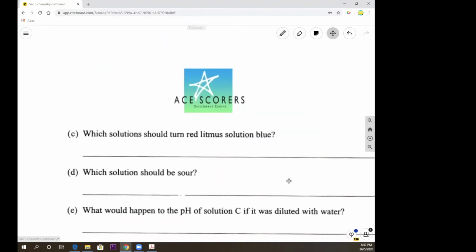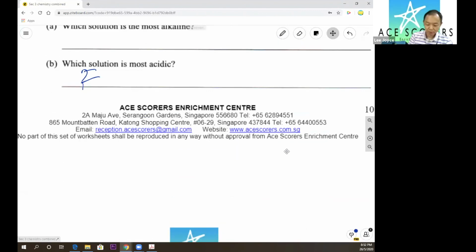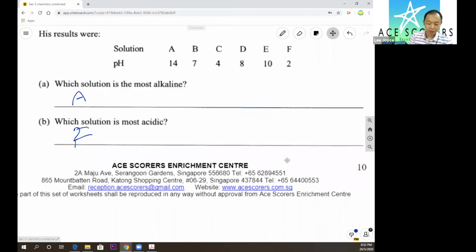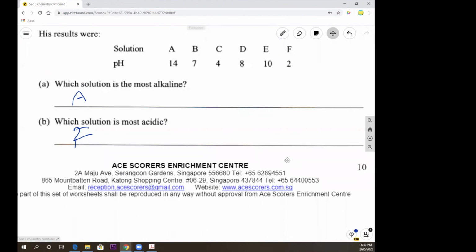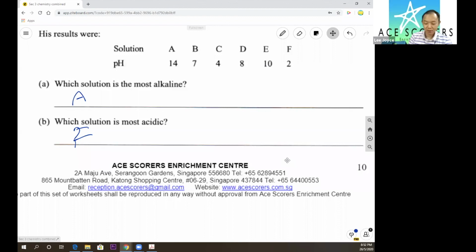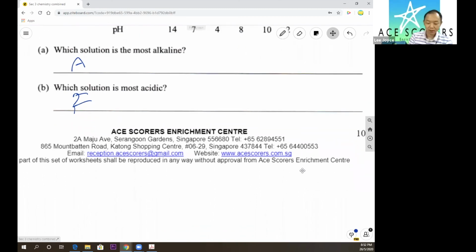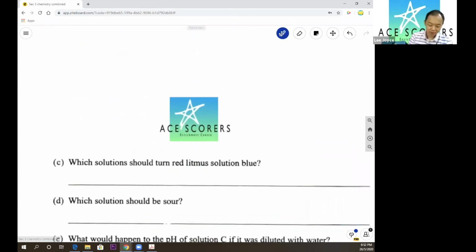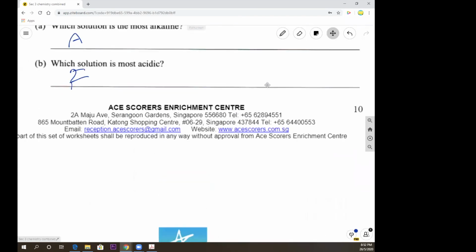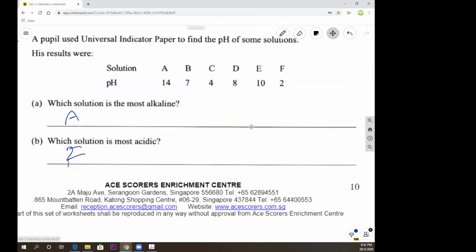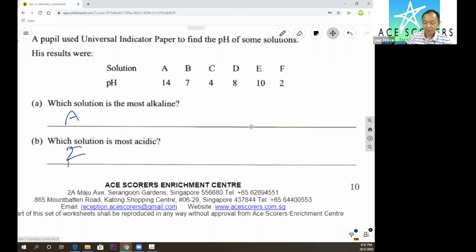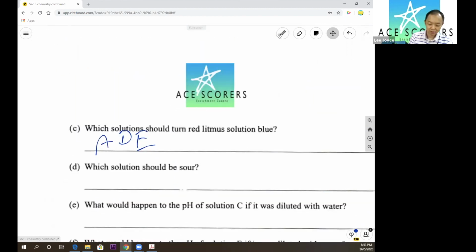Which one turns red litmus blue? A. A and B, D and E. Yeah, A, D, E, right? A, D, E. Which one is sour? The acidic one. F and C. Yeah, F and C.